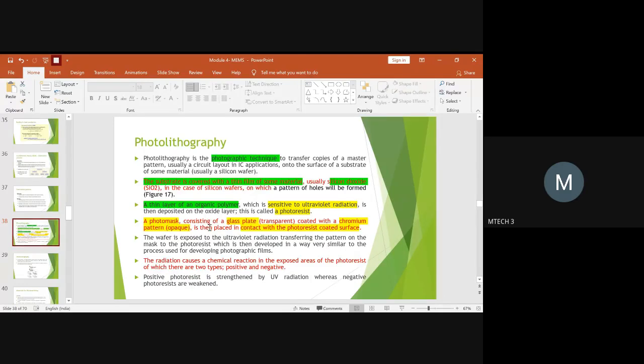Once this is ready, you will keep this across a photoresist coated surface. So you have to keep in contact where the photoresist comes into picture. Later, when these layers are ready, you will expose this to ultraviolet radiations. So on the top, you will subject it to ultraviolet radiations. So due to this ultraviolet radiation, it transfers the pattern from the mask to the photoresist.